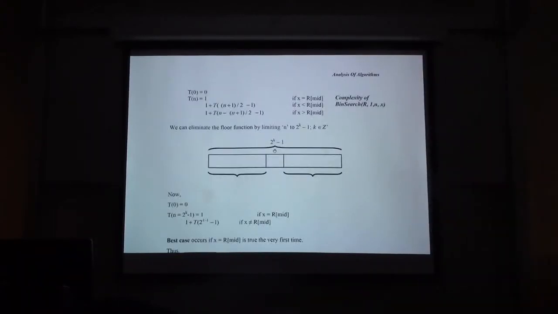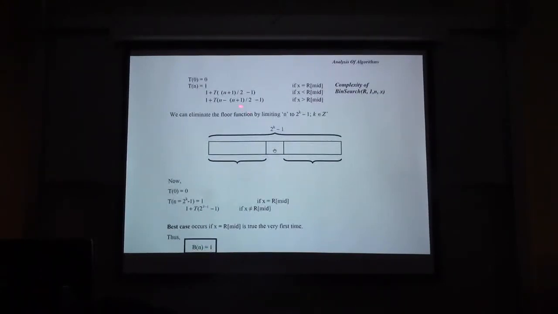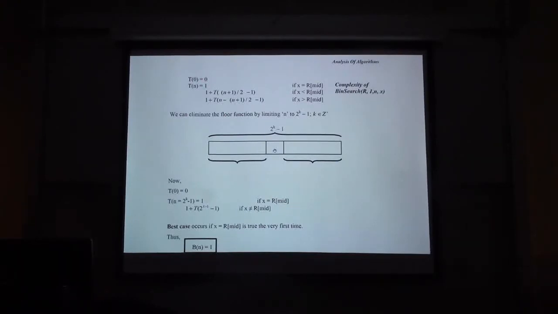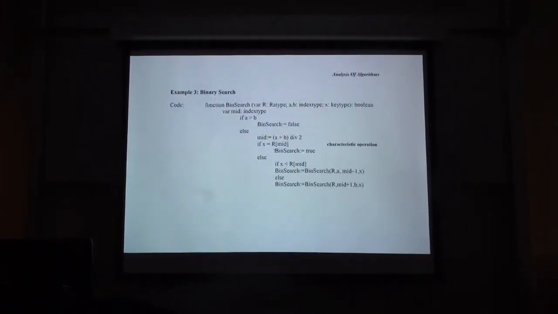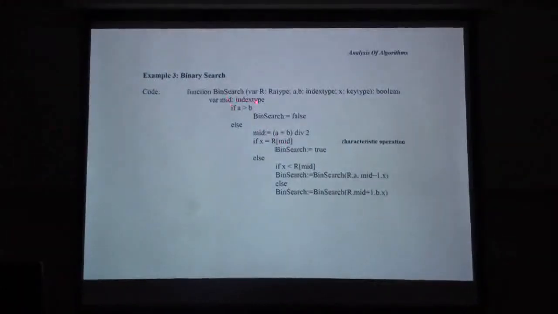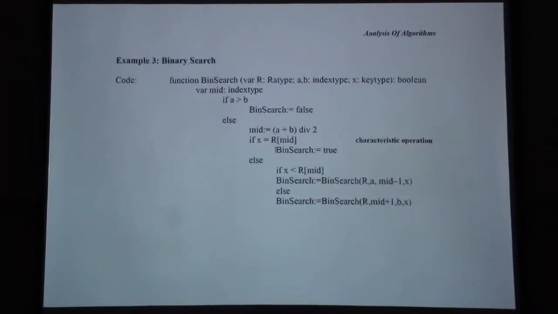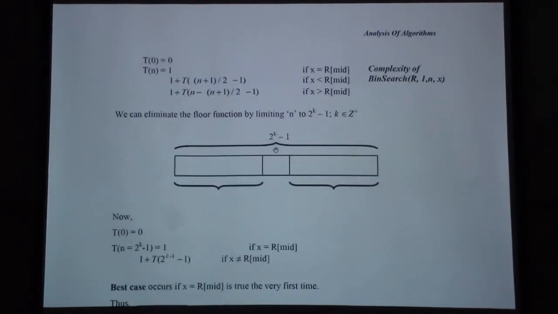So what we have here is the total number of elements is going to be considered to be 2 to the k minus 1, like 7, which is 2 to the third minus 1, or 15, which is 2 to the fourth minus 1. So what we're going to do is we're going to say t of 0 is equal to 0, meaning binary searching 0 elements is 0 comparison operations, because our characteristic operation is a comparison. So if you have 0 elements, if there's no search space, if there's nothing to search, return false, never do a characteristic operation. So if n is 0, you don't do any of this, therefore t of 0 is 0.